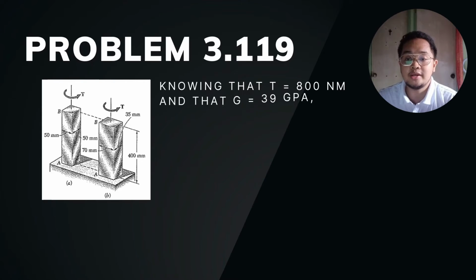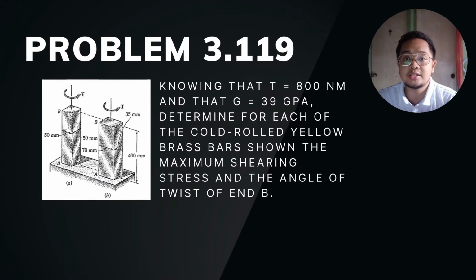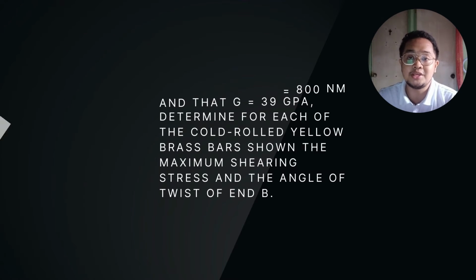Problem 3.119. Knowing that T equals 800 Newton meters and that G equals 39 gigapascals, determine for each of the cold-rolled yellow brass bars shown the maximum shearing stress and the angle of twist of end B.